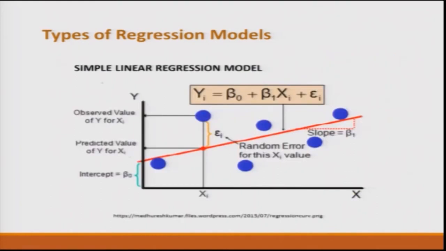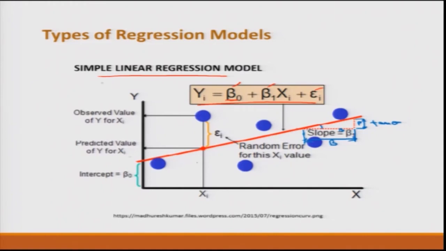So let us see how this is seen in a graph. So this is a graph of simple linear regression. We have this relation, dependent variable, independent variable, error term, slope and intercept. So this is intercept beta naught. This is intercept here, and this is slope beta 1. Slope is actually tan theta, that is perpendicular upon base, this length by this length. This is slope.